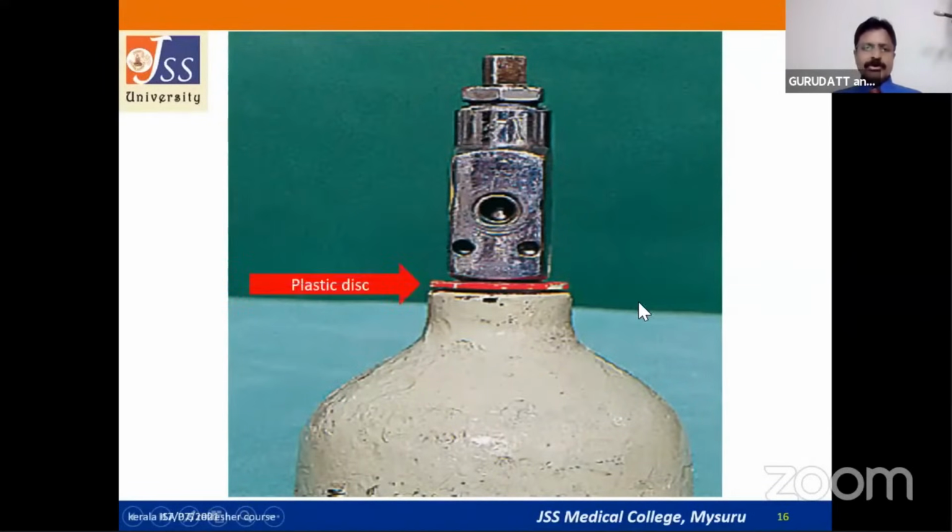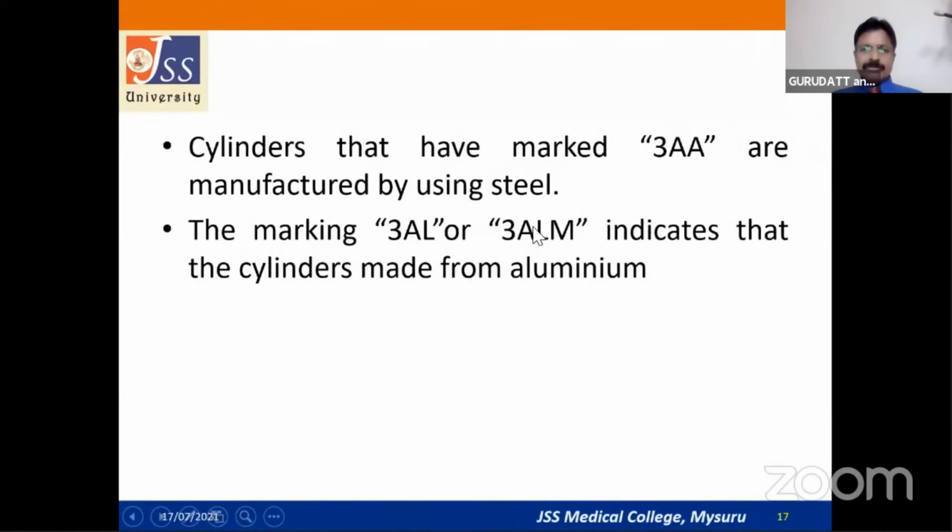One thing I want to tell you about, many of the students usually do not answer when I ask them. Invariably, between the cylinder valve and the body of the cylinder at the shoulder level, there will be a plastic disc or a metal disc. When I ask what this disc is for, the majority of the students do not answer. On this disc, the date on which the cylinder was last tested is marked or etched, on a metal ring or a disc. So you should always know about this. Sometimes, instead of 3AA, there can be 3AL or 3ALM, which shows that the cylinders are made of aluminum.